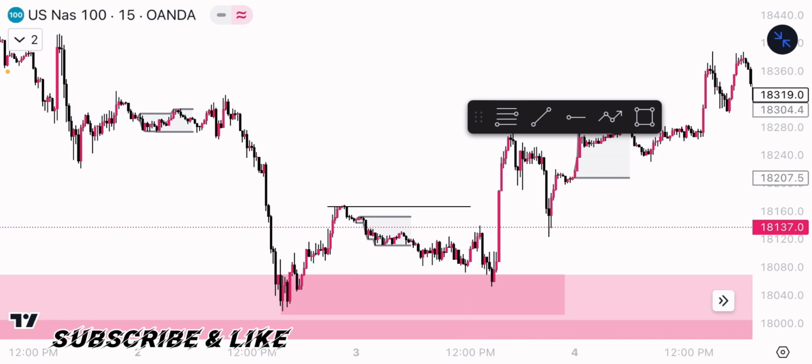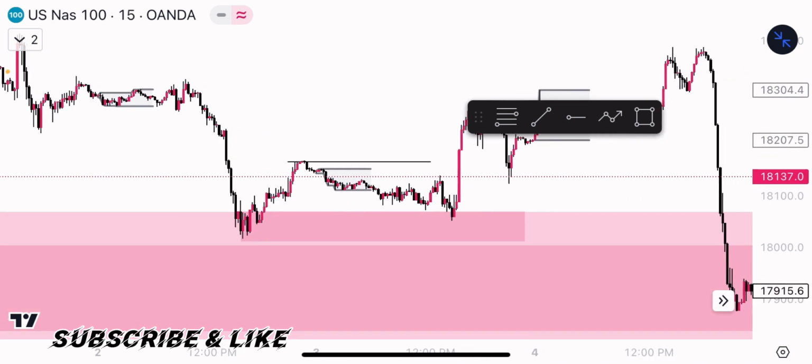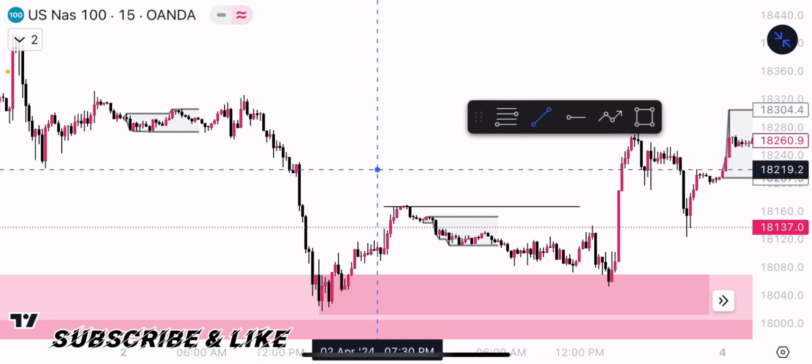I can't lie, man, because the Asian low was swept nicely, tapped into it, and boom, market went into profit straight away. No stress, guys, no stress. Honestly, there's no stress in this trade. It went so smooth, so smooth, okay?